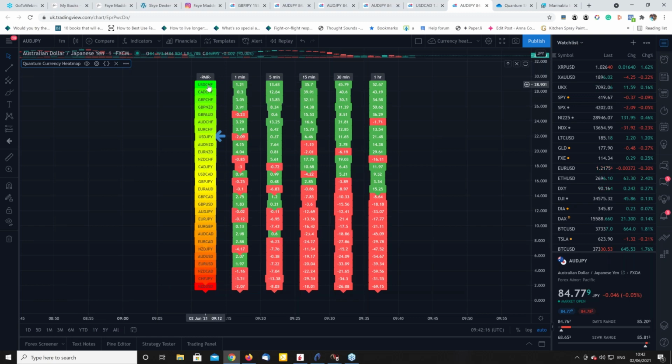Now, obviously on this time frame, where the time frames are much faster, these will tend to move up and down.